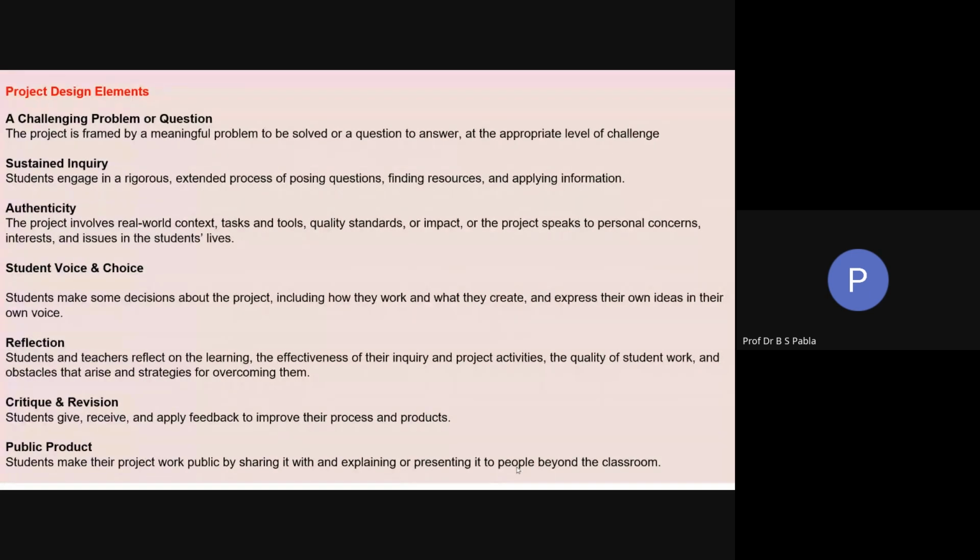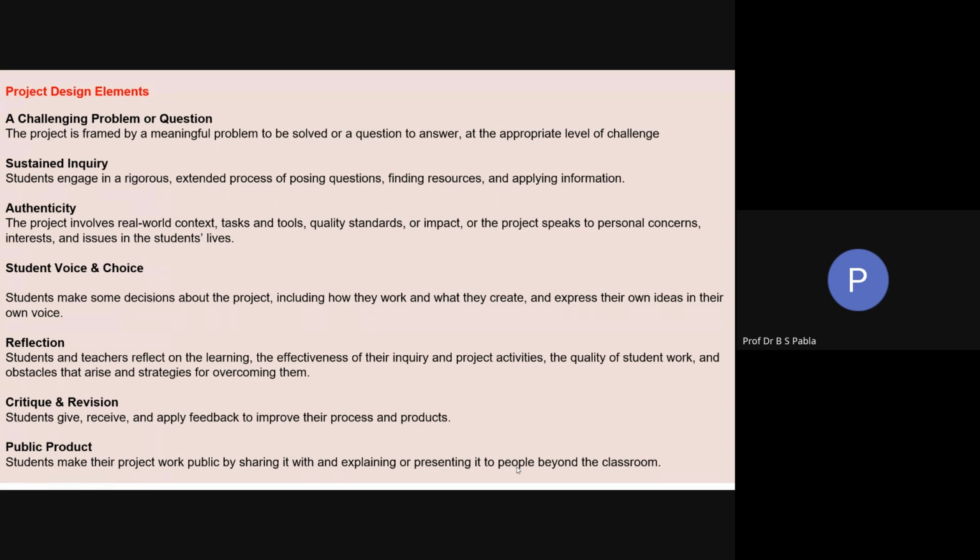In project-based learning, there are 6, 7 design elements. One is a challenging problem. The project is framed by a meaningful problem to be solved or a question to answer at the appropriate level of challenge. You see, project-based learning, let's say in our institute, our university here, we have implemented over all these years. Depending upon the level of the student, you have to decide the level of the project also. The same project can be continued year after year also.